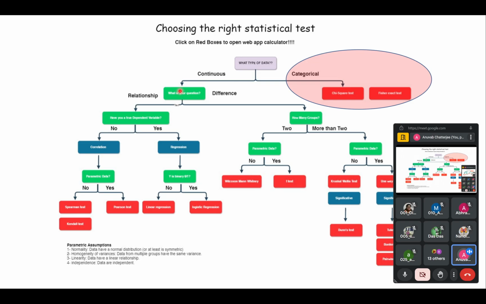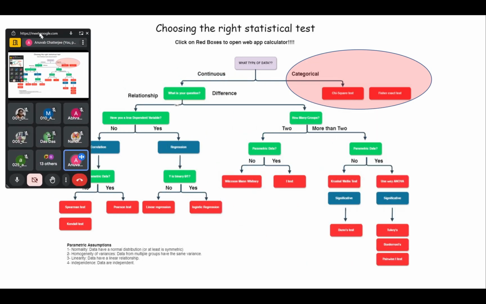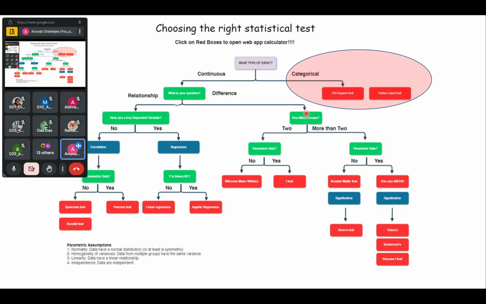Next would be what kind of question you are asking. The question could be a difference kind of question: what is the difference between the marks that you got in mathematics versus biochemistry? Then you go down this flowchart and ask how many groups you want to compare. Do you want to compare two? In our example, you wanted to compare the marks between mathematics and biochemistry, so you have two groups that you want to compare, followed by whether it is a parametric data set.